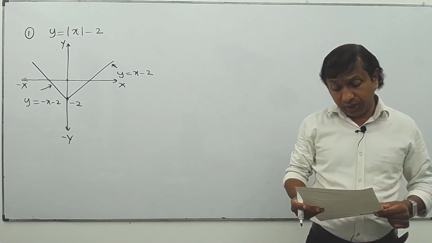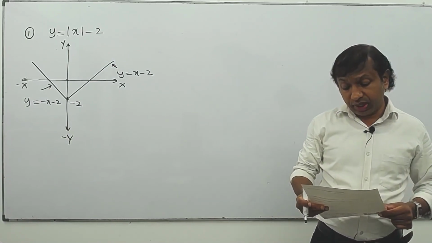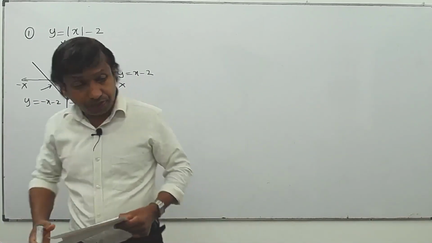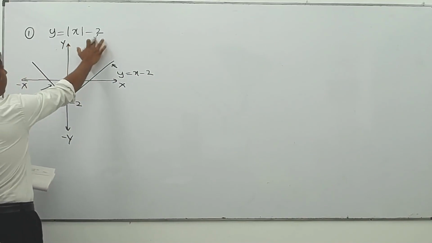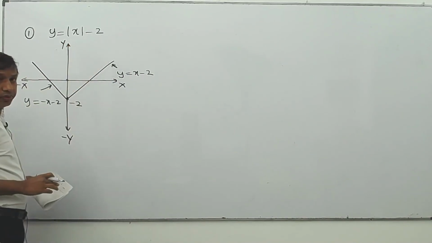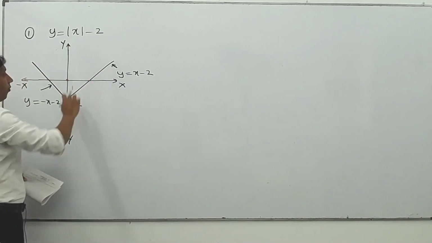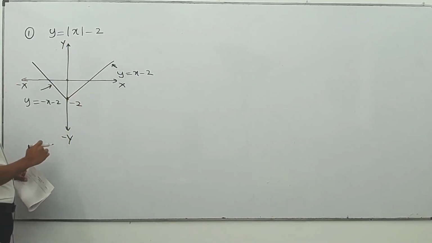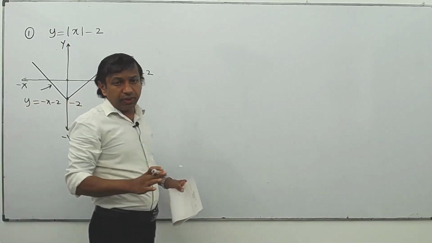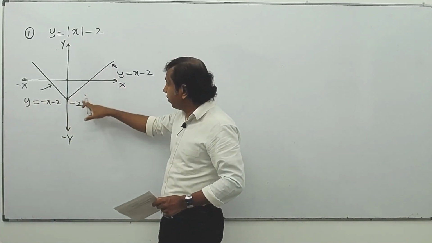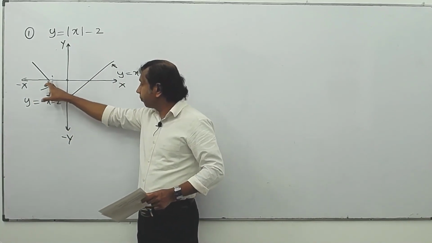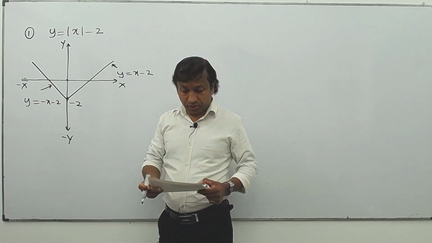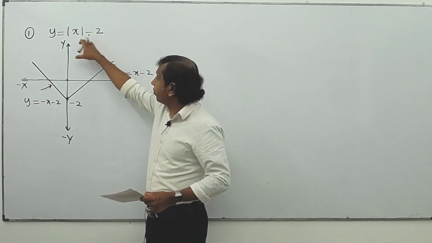Hence, we obtain the graph of y equals mod x minus 2. Now the modulus of this graph we need to draw. The modulus of a graph can be drawn like this. This graph is this. Its modulus graph means you have to take the mirror image of this part through the x-axis. That's how we take the modulus of this graph, right?